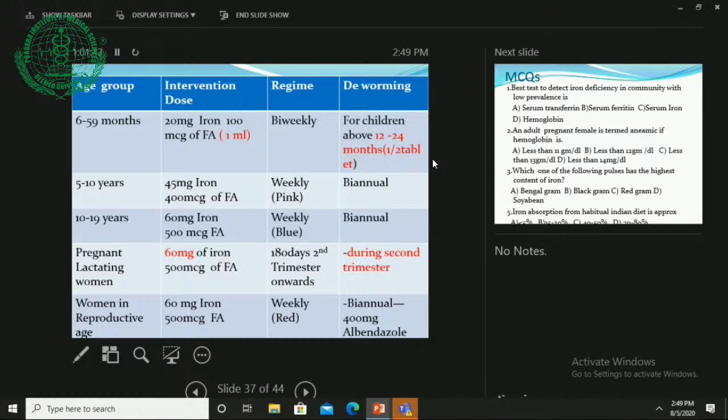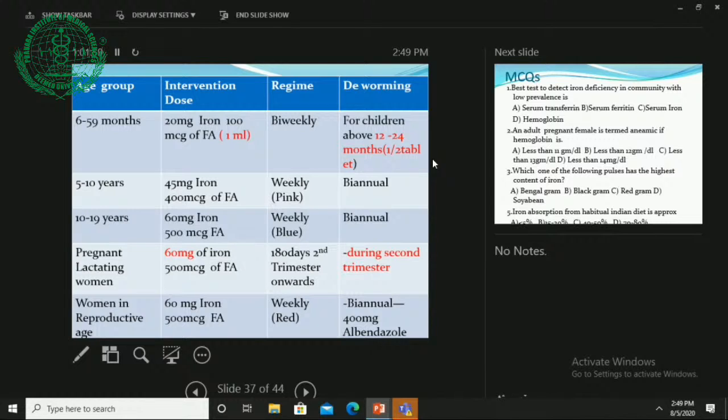Then the sixth beneficiary is women in the reproductive age group, and the dose for them is 60 milligram of iron and 500 micrograms of folic acid. This is given on weekly basis and the color of the tablet is red.